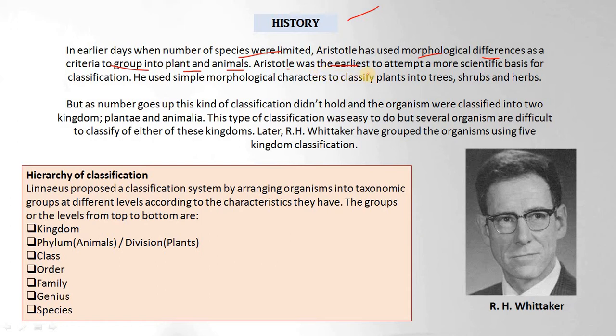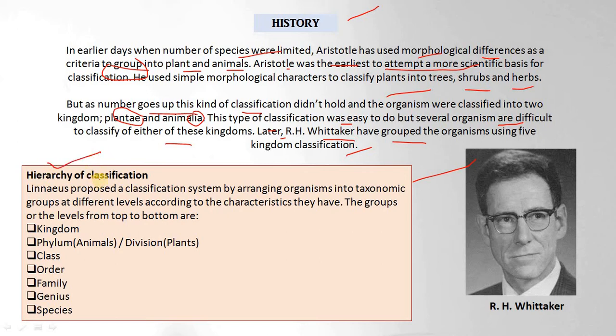Aristotle was the earliest to attempt a more scientific basis for the classification. He used simple morphological characters to classify plants into trees, shrubs, and herbs. But as the number goes up, this kind of classification did not hold, and the organisms were classified into two kingdoms, Plantae and Animalia. This system of classification was easy, but several organisms are difficult to classify in either of the kingdoms. Later, Whittaker grouped the organisms using the five-kingdom classification.